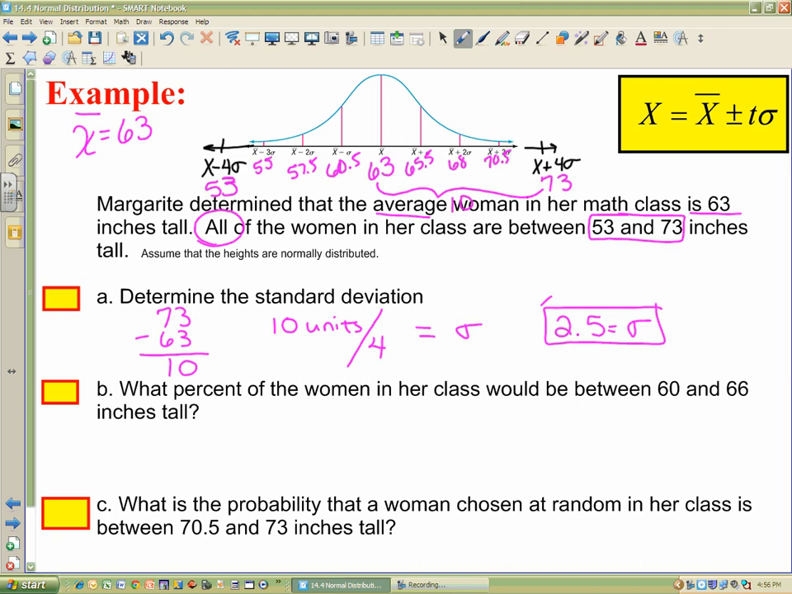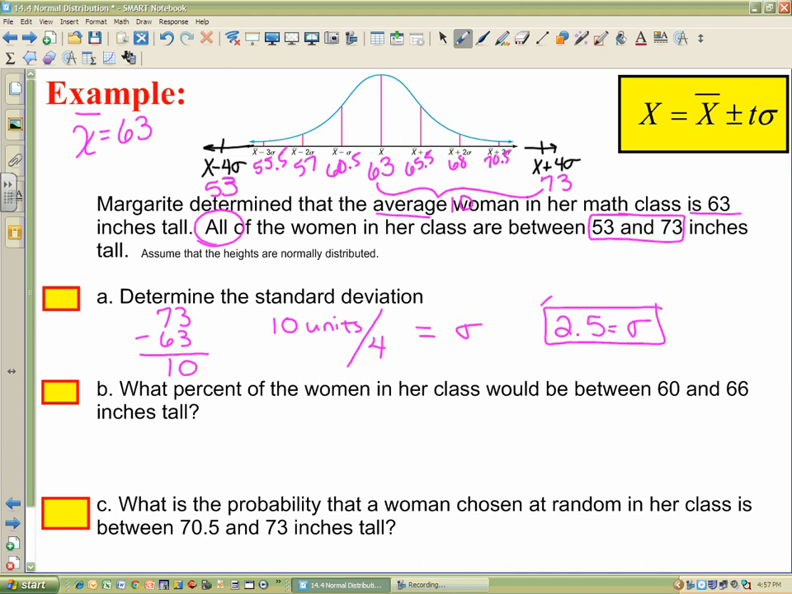Oops, something didn't quite work out there. And then I should be at 53. So it looks like my mistake is right here. 57, 55.5, and then subtract 2.5, and I'm at 53.